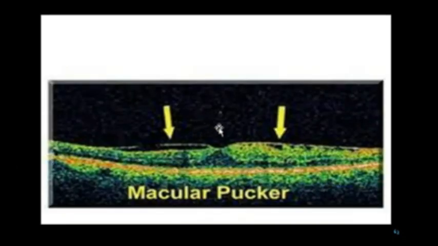This is what we call macular pucker. Macular pucker is a membrane over the fovea. So you can see that the depression here is not that obvious. So this is what we call macular pucker. Don't worry, in the advanced class, I will talk more on retinal pathologies.